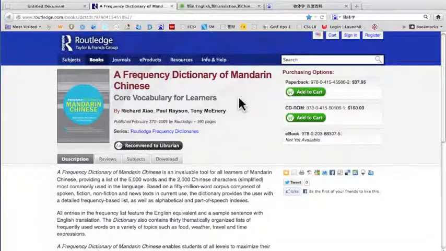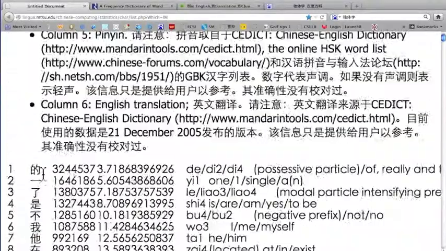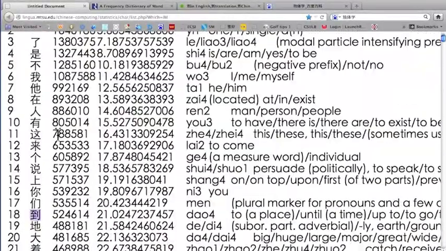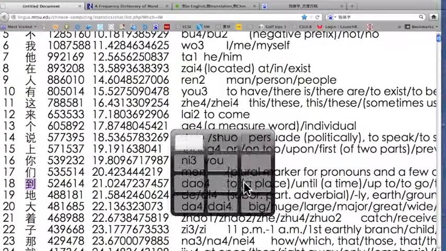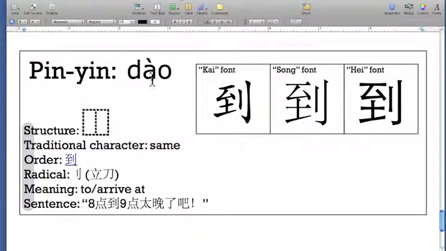And the next character is number 21 in a frequency dictionary of Mandarin Chinese, and it's number 18 in Drinda's list. And that character is dao, meaning to, or to arrive at. Dao is a falling tone. It's a fourth tone. Dao starts high and falls fast.